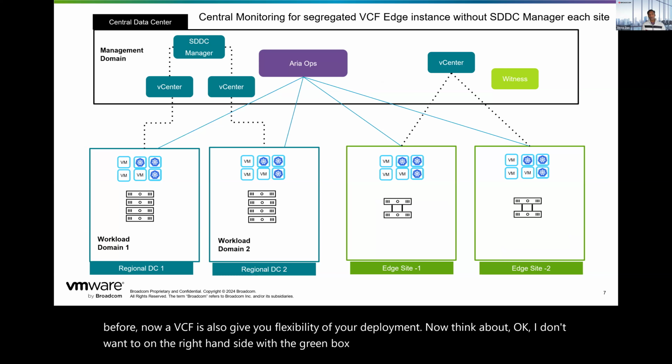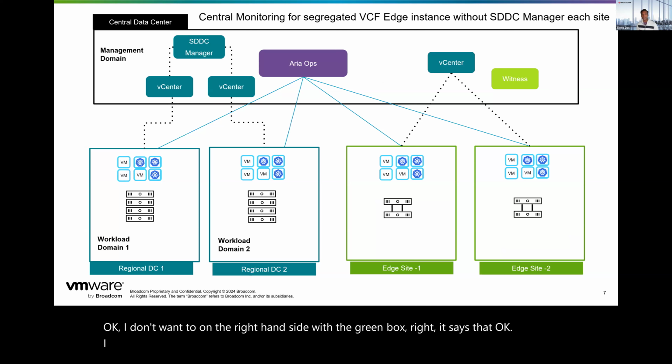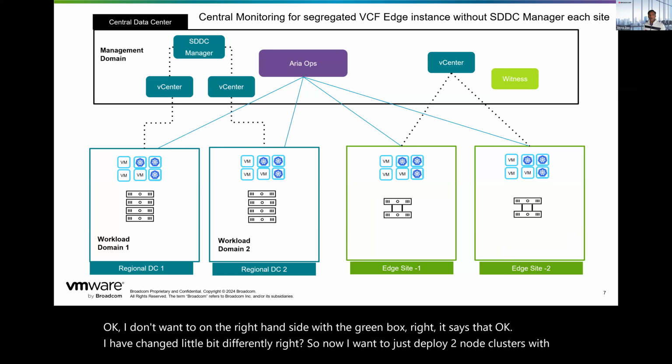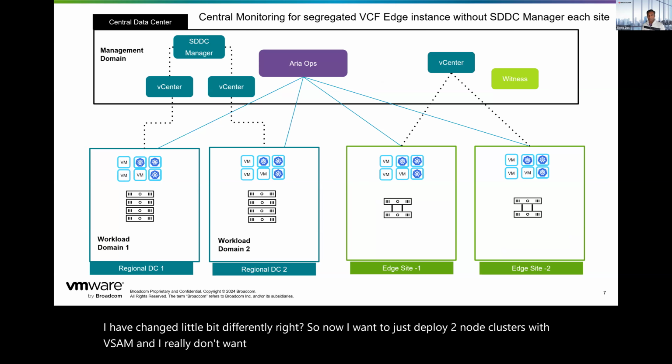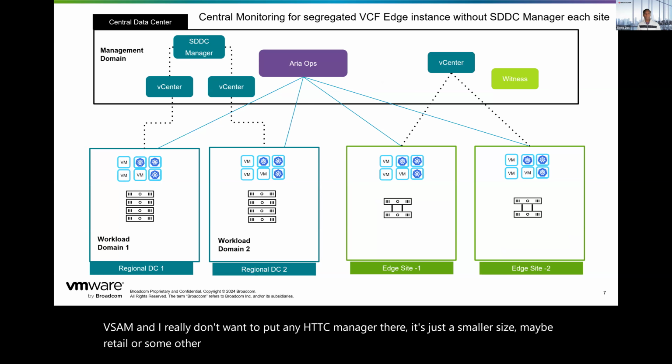It says that, okay, now I have changed a little bit differently, right? So now I want to just deploy 2 node clusters with vSAN, and I really don't want to put any SDDC Manager there. It's just smaller sites, maybe retail or some other, right? So what I did there, I decoupled the vCenter, and that vCenter is located on a central data center.